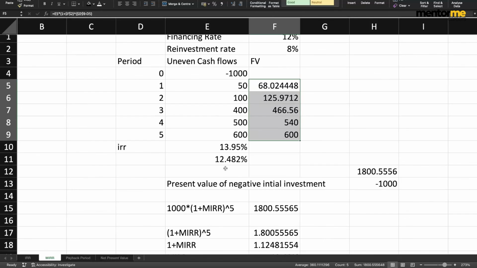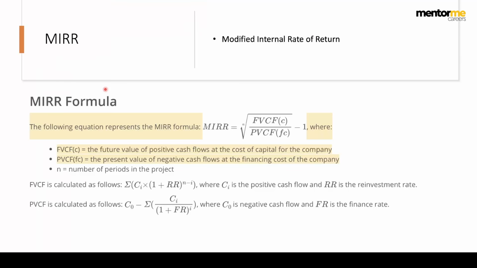If you want to see this mathematically, the formula is MIRR equals the future value of positive cash flows divided by the present value of negative cash flows, raised to 1 over n, minus 1. This is exactly what we did. If you solve this function entirely manually, you would get the modified internal rate of return.